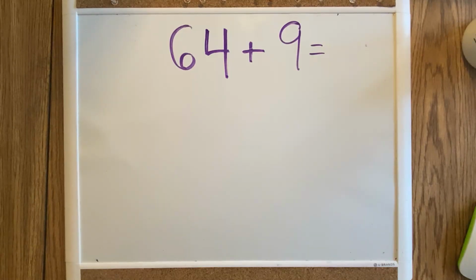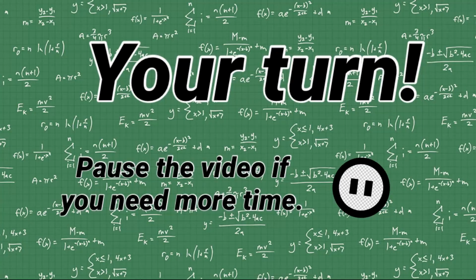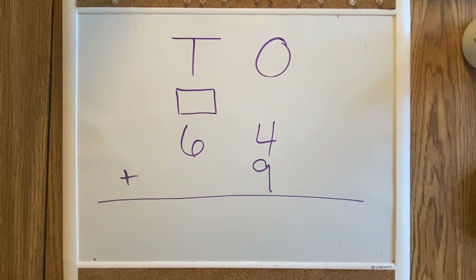Our second question today is 64 plus 9. Pause the video and try to rewrite the number sentence. All right, let's see what you have. Does your number sentence look like mine? The first thing I did was make a regrouping box. Next, I had 64, and I made sure that 64 was side by side. 6 tens, 4 ones, and I'm adding 9 ones.